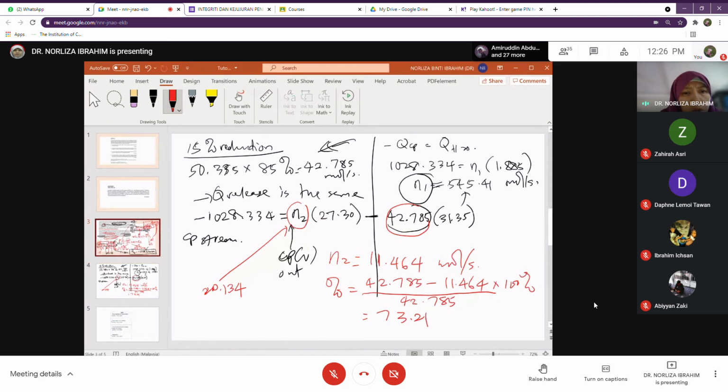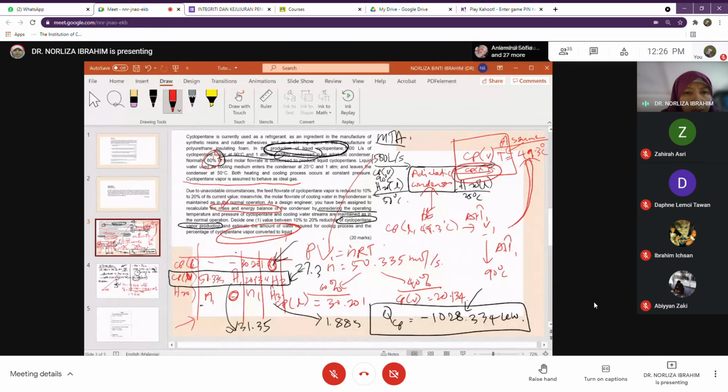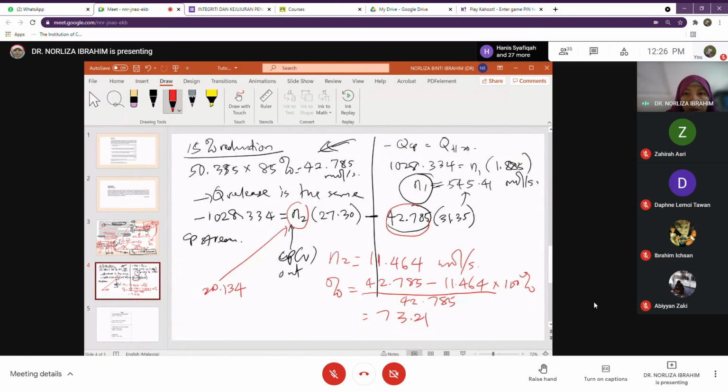Okay, wait, I go to the question because the question asks us to estimate the amount of water required for the cooling process. So that is actually your answer here, N1. The instruction is quite general, as I mentioned. So you can do just a normal solution, but please bear in mind the additional information required from the question. This one is a 20 marks question.